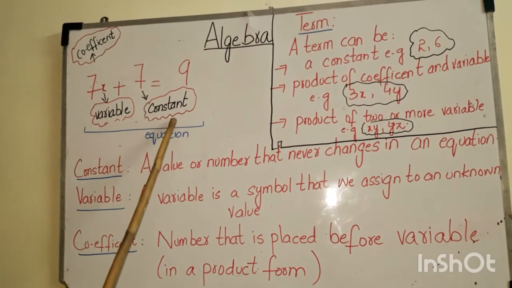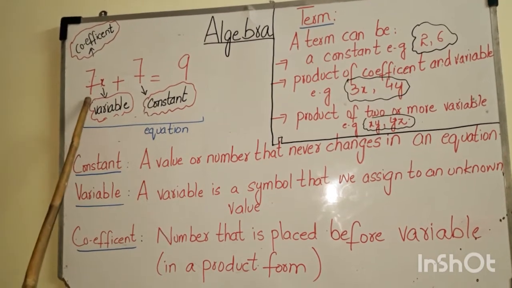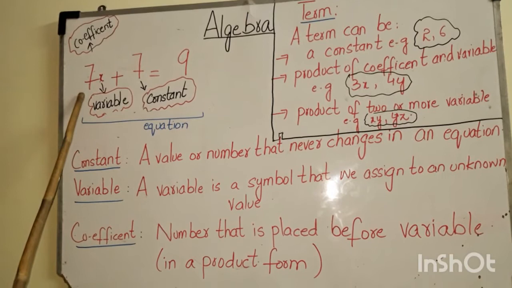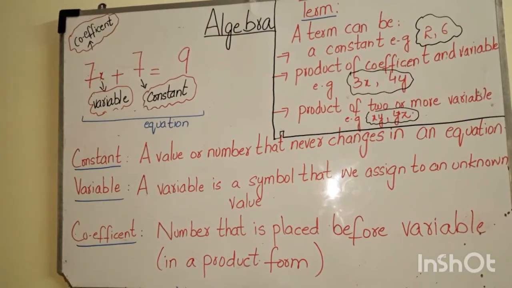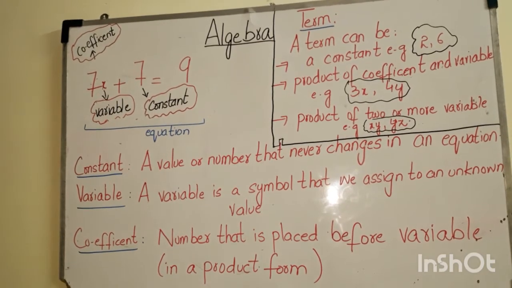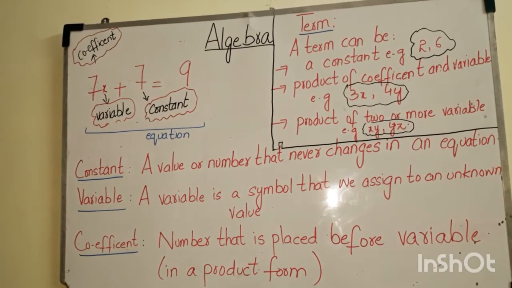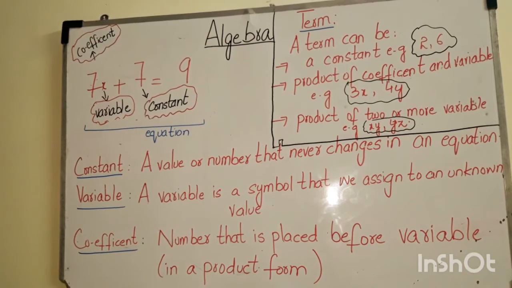7 becomes the constant when it is written separately, and 7 becomes the coefficient when it is placed before the variable in the product form. I hope you are clear with the constant, variable and coefficient. These are the very important terms which you need to understand in algebra.